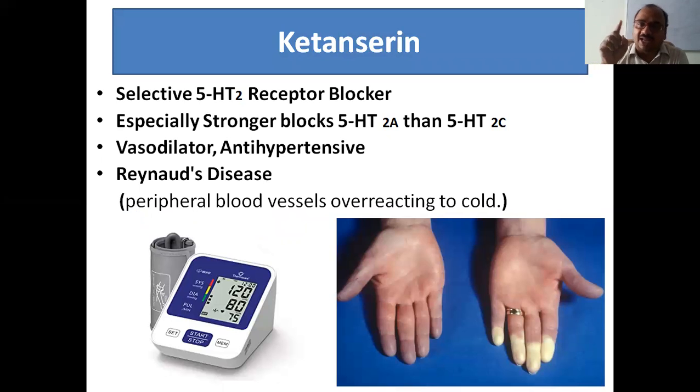5-HT2 has subclasses A, B, C, D and all. This blocks the 5-HT2A strongly. It is a vasodilator, it dilates the blood vessels. That's why BP will be reduced, and that's why we are using it as an antihypertensive. Blood vessel dilator. I already told you serotonin is a vasoconstrictor.